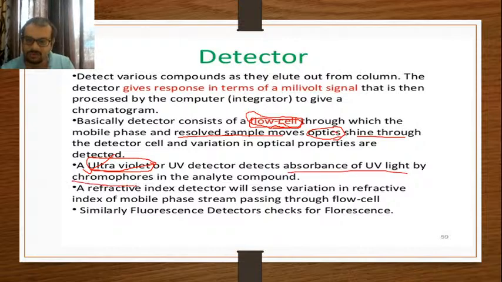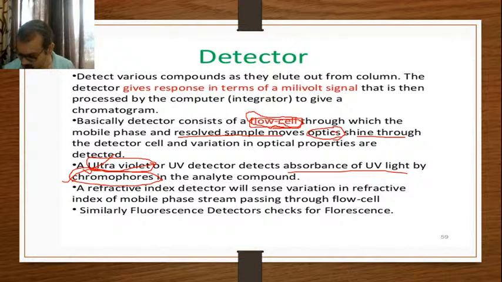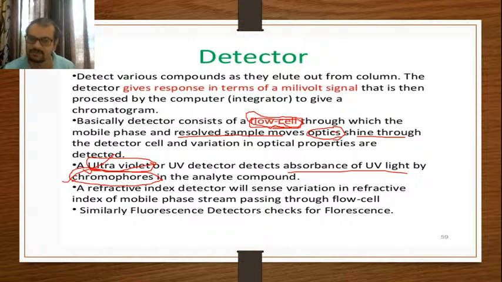by chromophores. Now chat in the comment box fast, what is a chromophore? We have already dealt with the chromophore in UV. Chromophore means what? Lina, Prachiti, welcome, good morning. What is a chromophore? Fast. The ultraviolet detector detects the absorbance of light by the chromophore of an analyte.